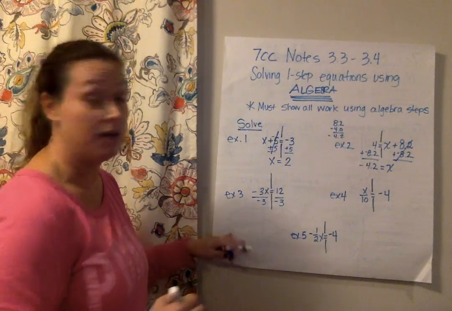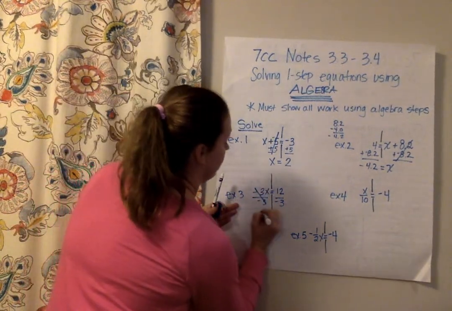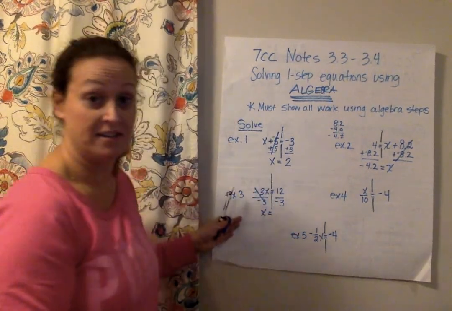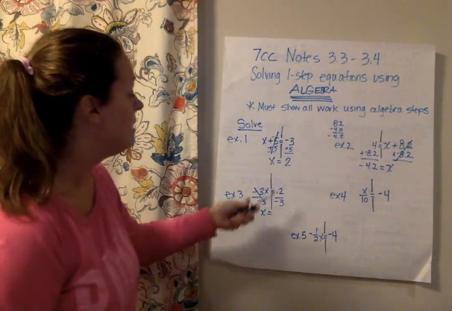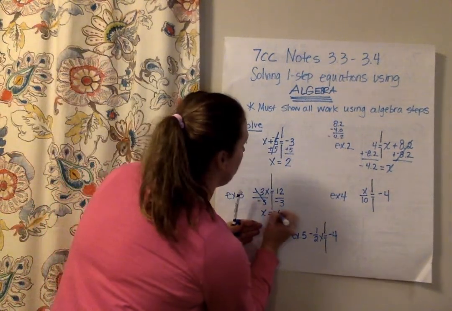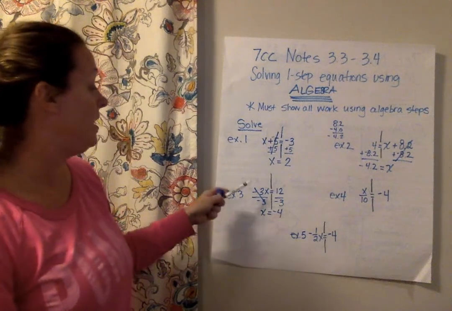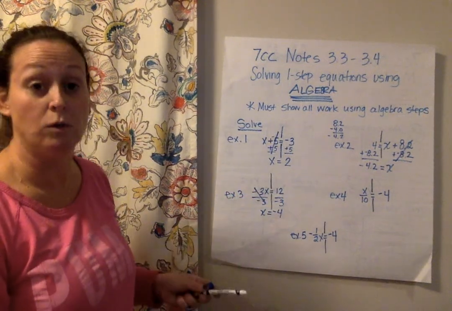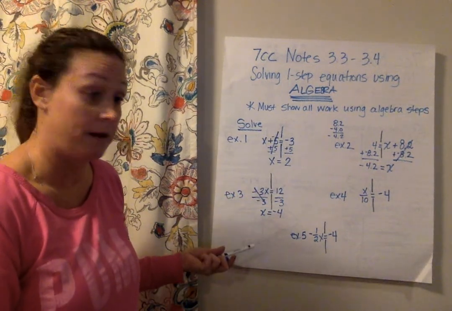-3x divided by -3 equals 1x, or now x, because we don't write the 1 in front. 12 divided by -3 is -4. So if I were to plug in -3 times -4 equals 12, so I know I've done the problem correctly.